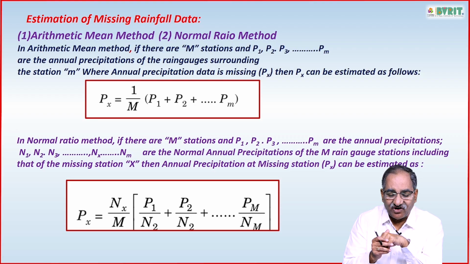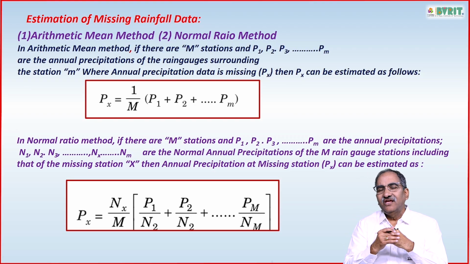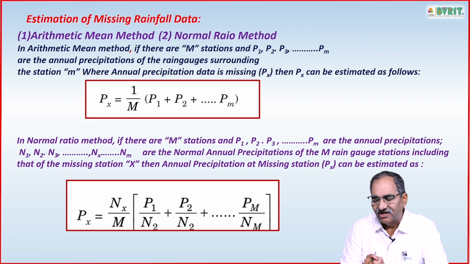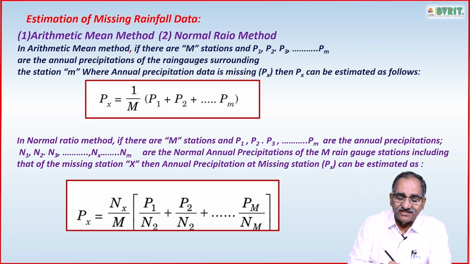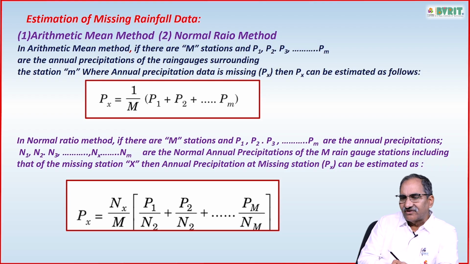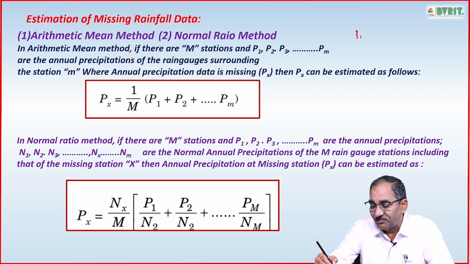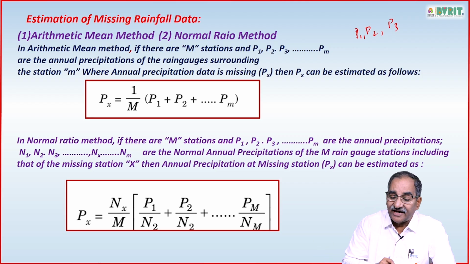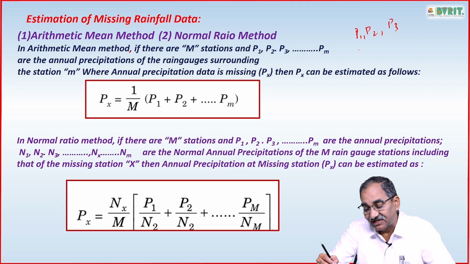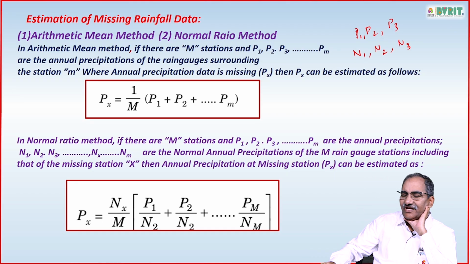Well, for the missing rainfall data, what is more important is that you need to check the given data. There are two things in that. One is they will give you the rainfall values P1, P2, P3 like that, and again they give you the normal annual precipitation, that is N1, N2, N3. So what we need to check initially is, don't bother about the precipitation, just go into the normal annual precipitation values.